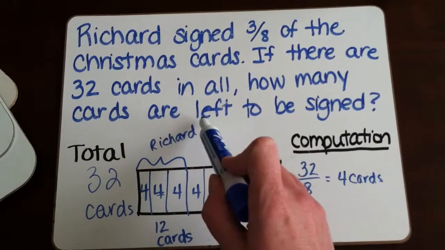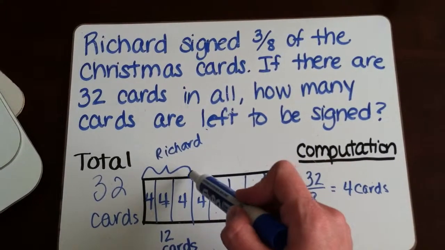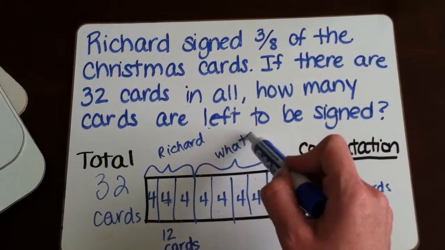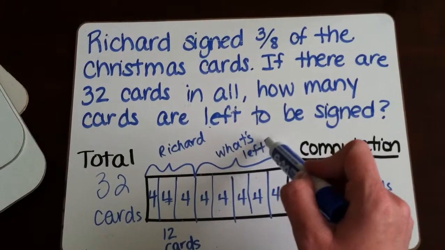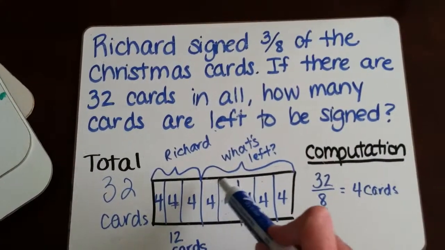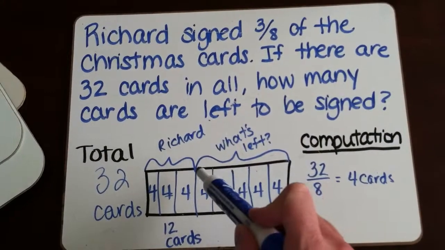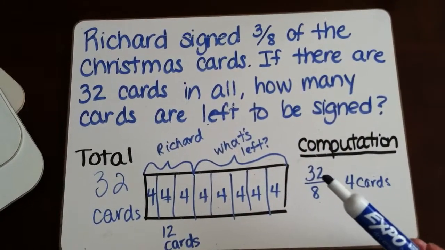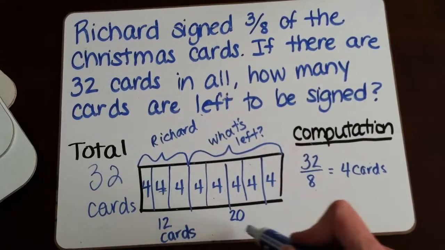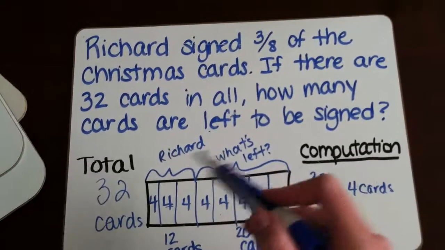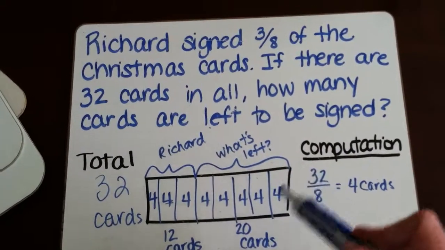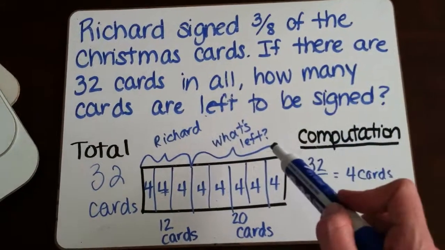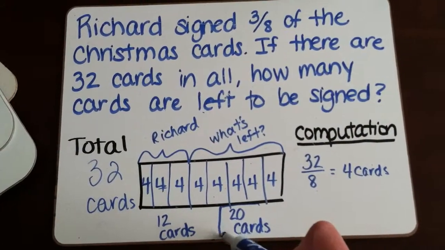Okay, my final question is, what's left to be signed? So if Richard signed those 3, we have what's left. Here's what's left. 1, 2, 3, 4, 5. I have 5 boxes of 4. 5 of 4. That would be the same as 5 times 4. 5 times 4 is 20. So look at that. Just by labeling, using brackets, making sure I have my units, my answer is right in front of me. How many cards are left to be signed? What's left? 20 cards are left to be signed.